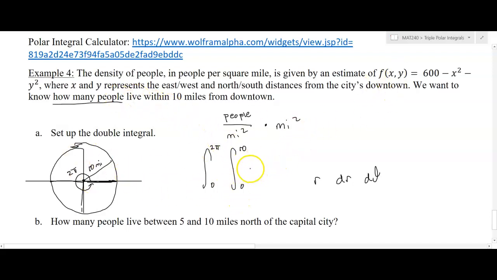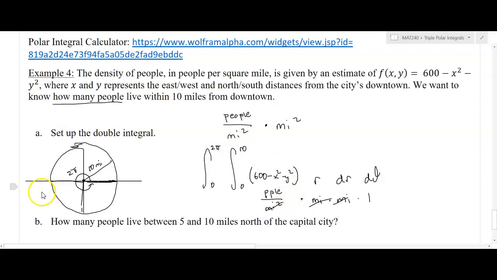What I have inside of here is the density function, 600 minus x squared minus y squared. And if we again analyze the units of this, this is in people per square mile, multiplied by radius. Well, radius is measured in miles. dr, change in radius, is also measured in miles. d theta is unitless because it's a change in angle. So you get miles times miles is miles squared, divided by miles squared. Those cancel out and we get total people.